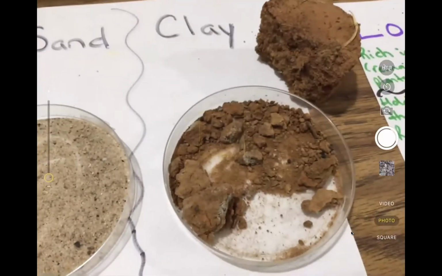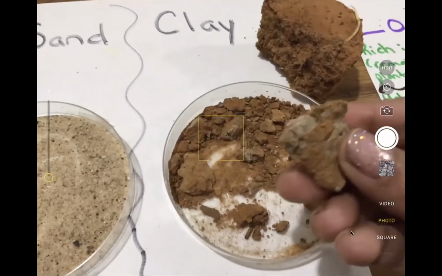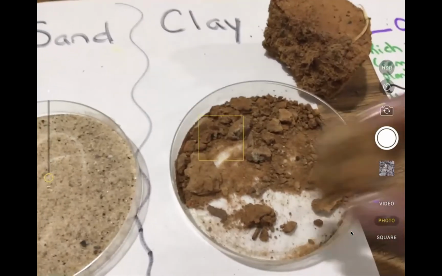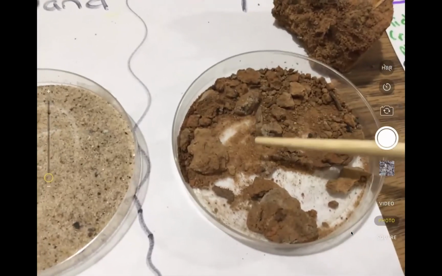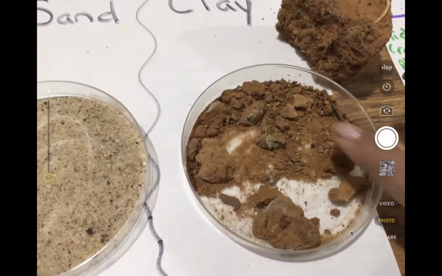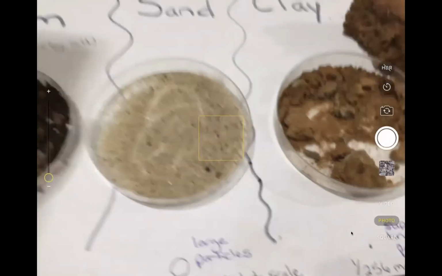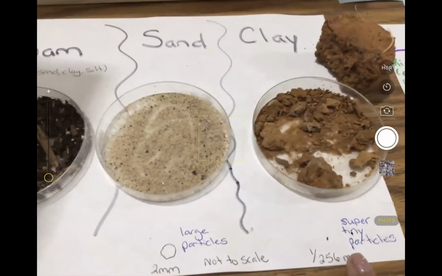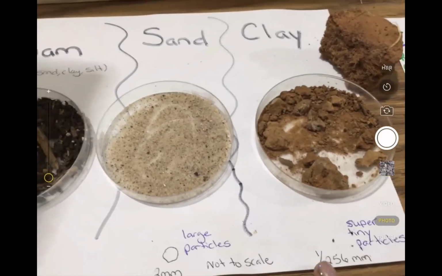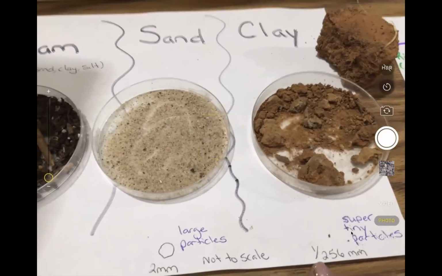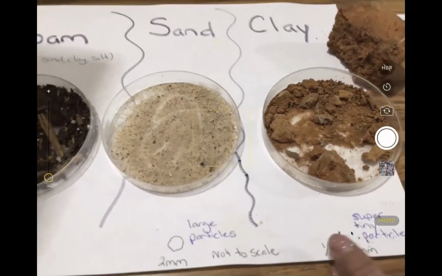Now look how chunky the clay soil is. Even though these are big chunks, these big chunks are made out of super, super tiny clay particles that are very fine and tiny. So out of the 3 soil types that we have here, clay is the smallest of the particle sizes. They are 1/256th of a millimeter, so super tiny.